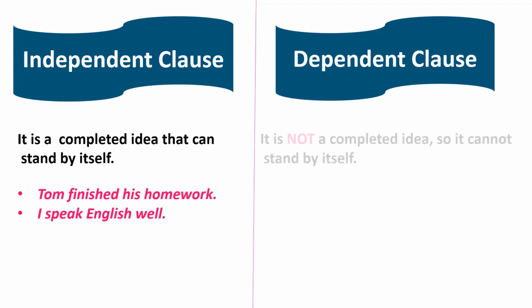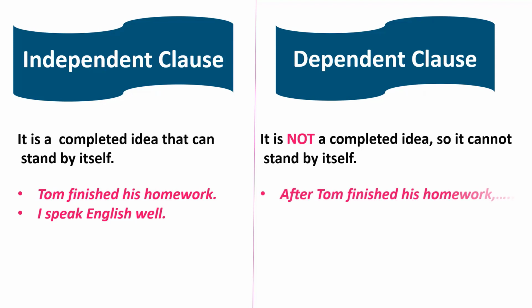The dependent clause is the opposite. It's not a completed idea, so it cannot stand by itself. For example, after Tom finished his homework, there must be another part to complete the whole idea. So it's a dependent clause because it depends on another part that completes the meaning. If I speak English well, what will happen? This means we need another part to complete the meaning. Now you understand the difference between the independent clause and the dependent clause.